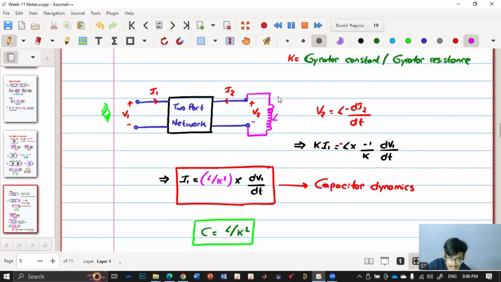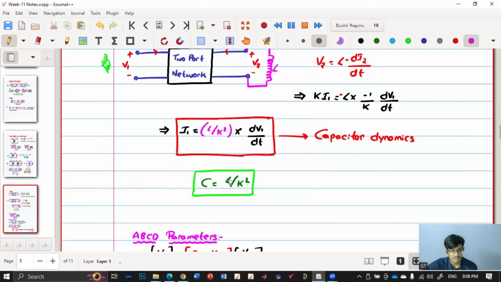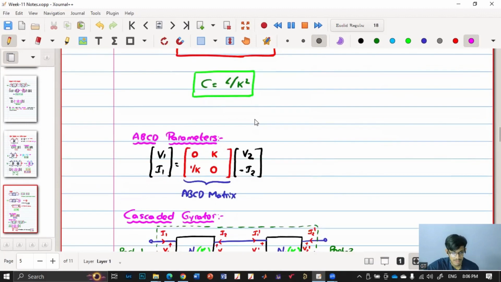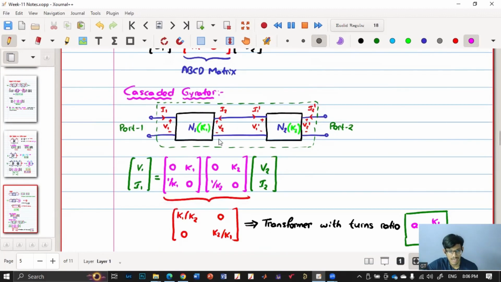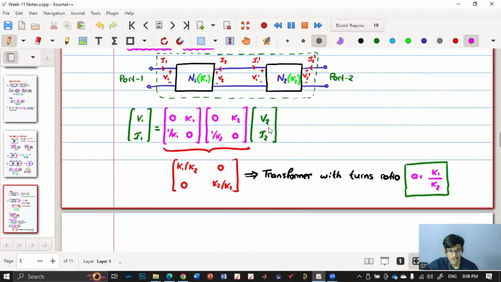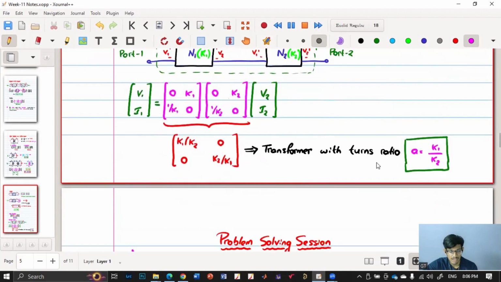So if I connect an inductor here, the input impedance will look as if there is a capacitance. Also, if we connect a capacitance here, the input impedance will be like an inductance. And the relation between that capacitor and inductance is given by this expression. And also we have represented it using the T parameters or ABCD parameters. And we have seen that if two gyrators are connected in cascaded form, then the overall system is like a transformer with this turns ratio K1 by K2.